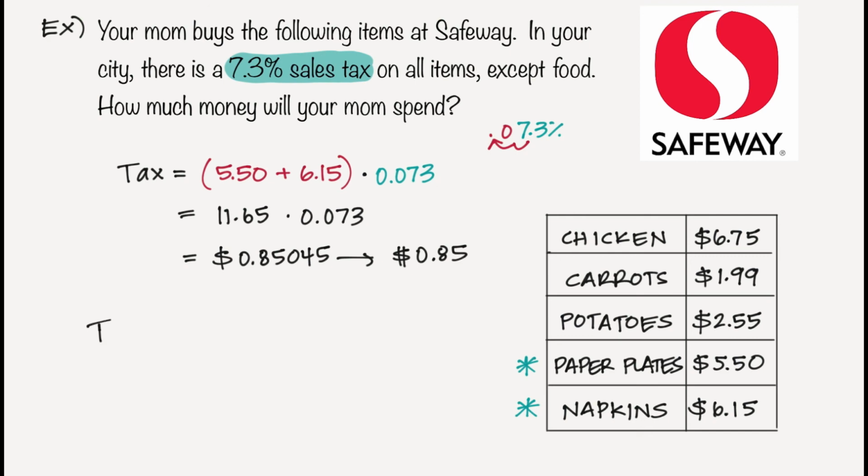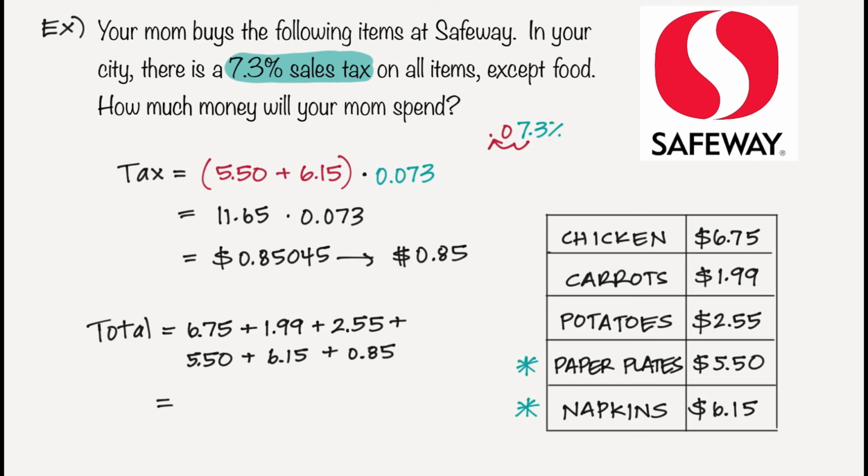But now to find the total amount that your mom spent, I need to add up all those items with the tax. So $6.75 for chicken, $1.99 for carrots, $2.55 for potatoes, the $5.50 for the paper plates, the $6.15 for the napkins, and then that 85 cents for the tax. Okay, so when I add up all of these values, I find that the total cost for my mom's shopping trip was $23.19. And that's it. So that concludes our lesson.